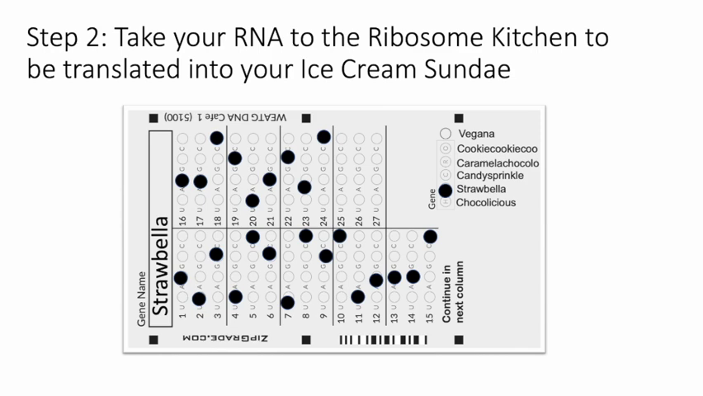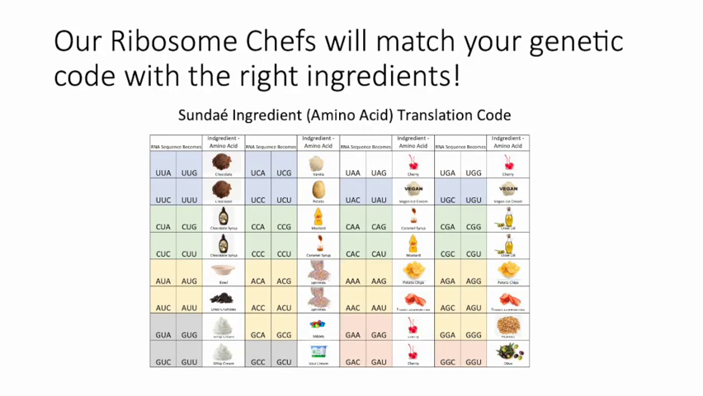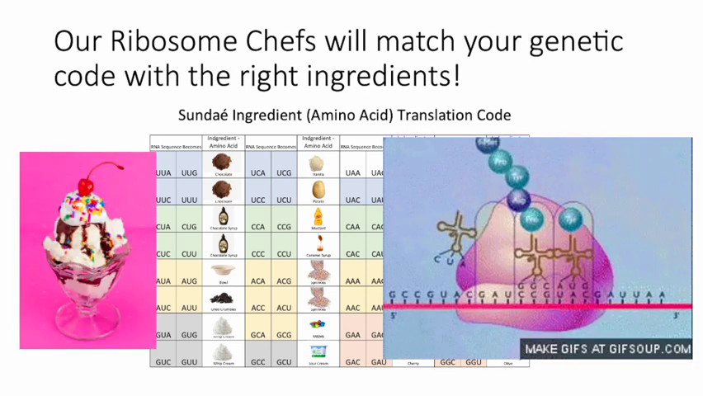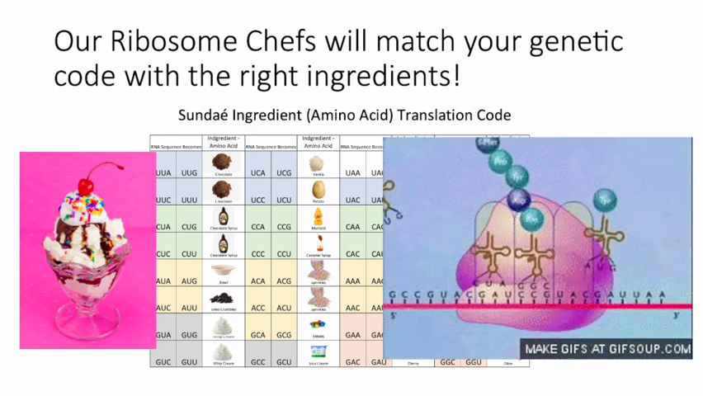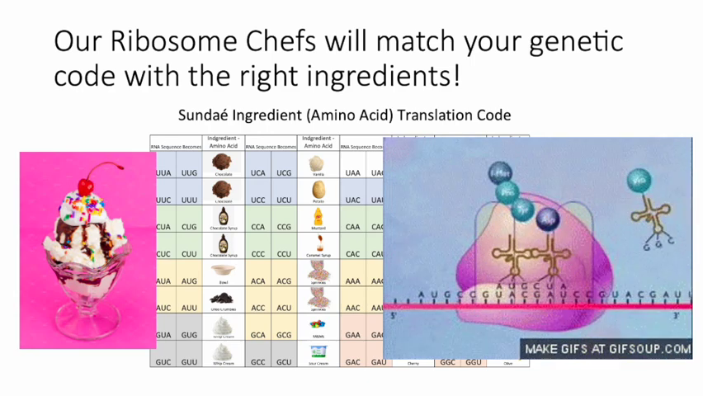Once you've transcribed your RNA sequence, you're ready to take your ticket to the ribosome kitchen to be translated into your ice cream sundae. Our ribosome chefs will match your genetic code from your RNA sequence into your final ice cream sundae based on the amino acid translation code. This way, we're making sundaes in the exact same way that the cells of our bodies make proteins that do work in our cells.